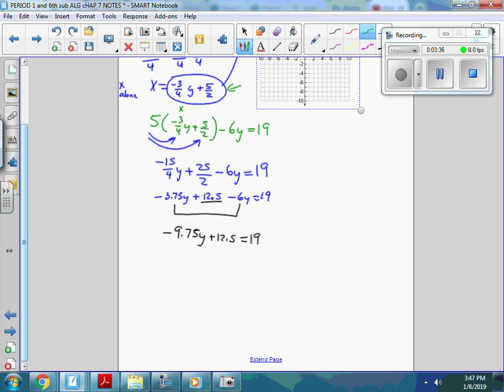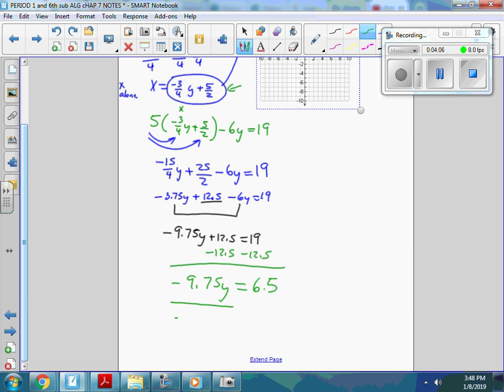So then subtract 12.5, then I get negative 9.75y equals 19 minus 12.5, which is 6.5? Yeah. Okay, I'll take your word for that. Doesn't look like it's the right answer, but hopefully I did it right. I always have to do this video again.